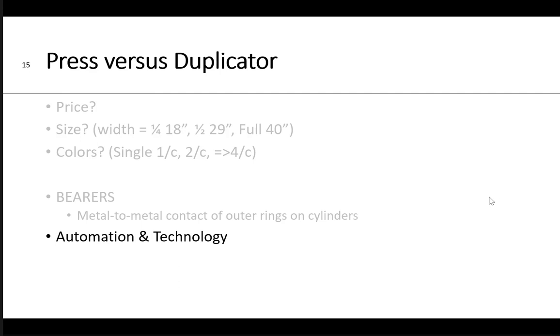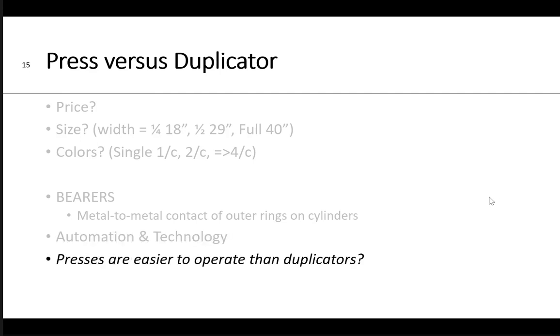The other difference between a press and a duplicator is just the amount of automation and technology. Duplicators are typically very simple, very basic. Most of the tasks are done manually. Printing presses are heavily automated, so they have automatic everything just about. Now, are presses easier to operate than duplicators? Well, I tell my students that when we get to the 3302s, which have more automated technology, they're much more simpler to operate than the 2800s that have almost no automated technology. Everything has to be done manually.